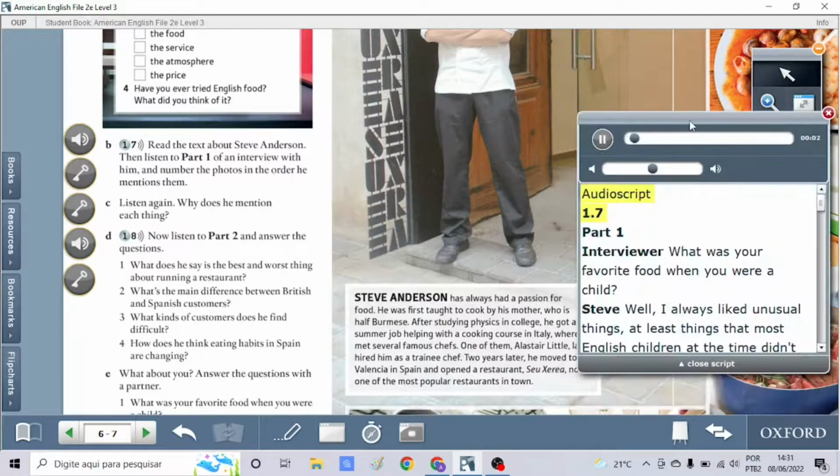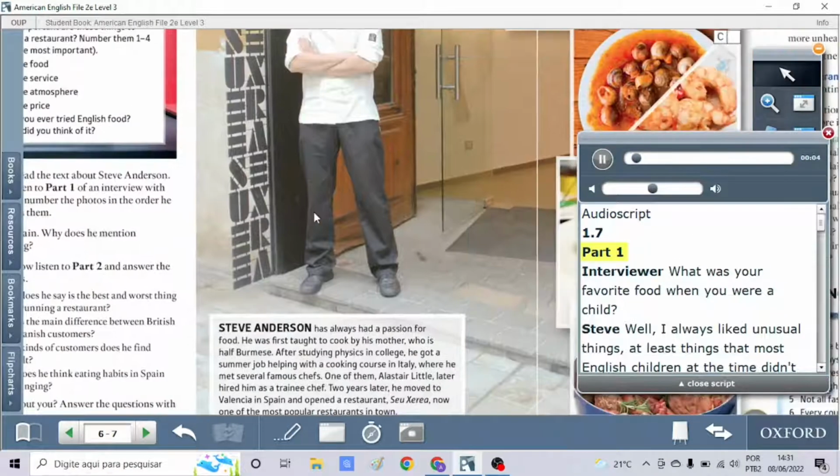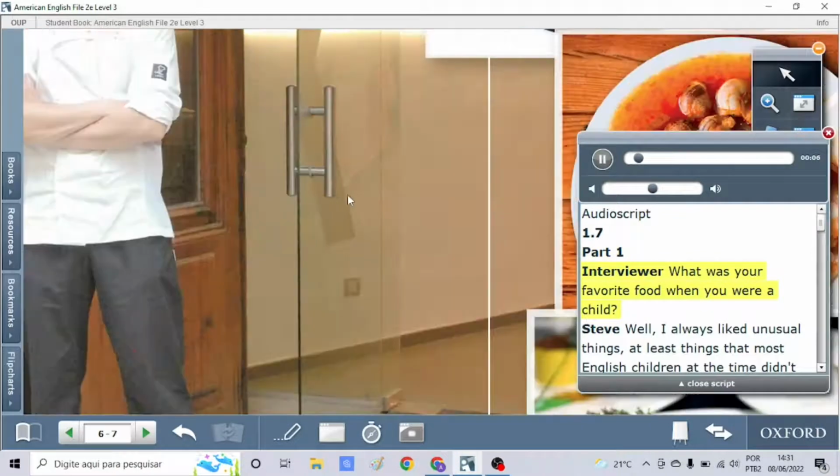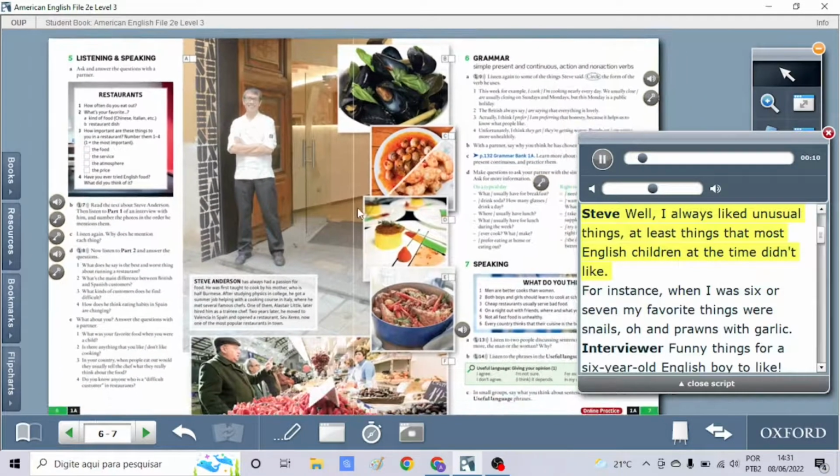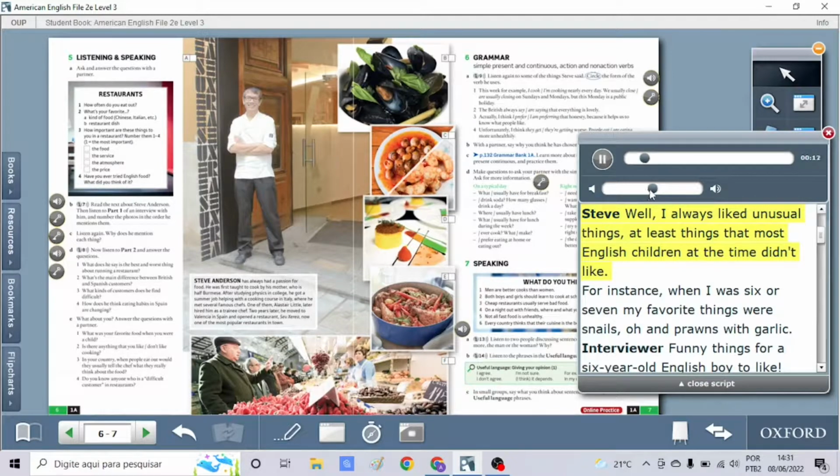1.7. Part 1. What was your favorite food when you were a child? Well, I always liked unusual things. At least things that most English children at the time didn't like. For instance, when I was 6 or 7, my favourite things were snails. Oh, and prawns with garlic.